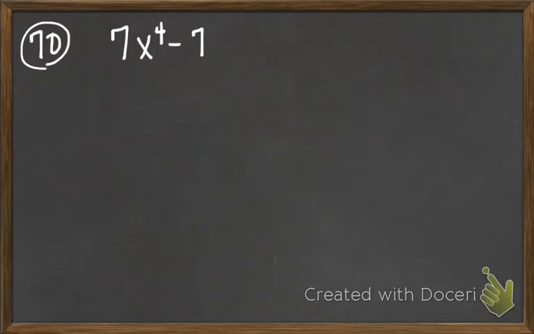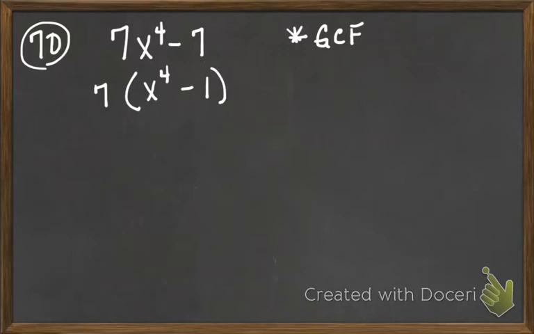Number 70, again, always check for a GCF. So there is a GCF between these two terms. It is a 7. When I factor out a 7, I get x to the 4th minus 1. You have to have that minus 1 or your two factors do not multiply correctly. And then we have to see if anything else will factor. 7 will not factor again, so I'm going to bring it down.